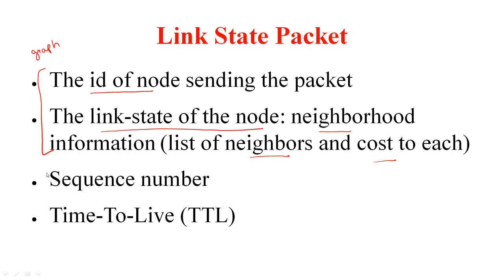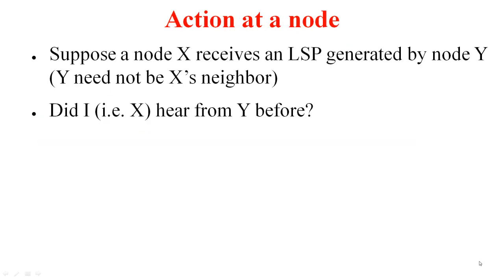A lot of the other practical problems that we have seen are handled via the sequence number and time to live, which also need to be carried as part of the link state packet. So what does a node do when it receives a link state packet? Let's look at it from the perspective of node X and node Y. Suppose node X were to receive a link state packet generated by node Y. Notice that Y need not be X's neighbor. It had come through some neighbor of X, but it was generated by someone else.